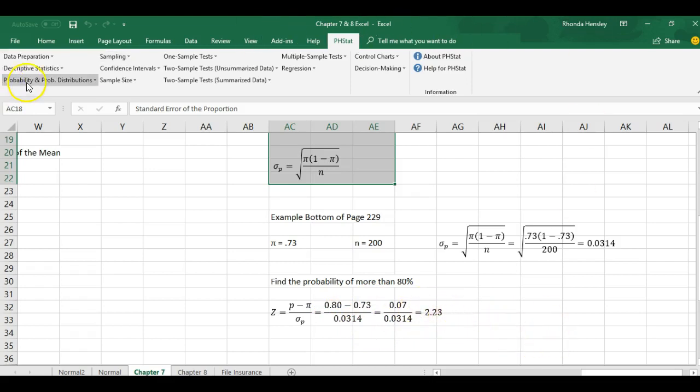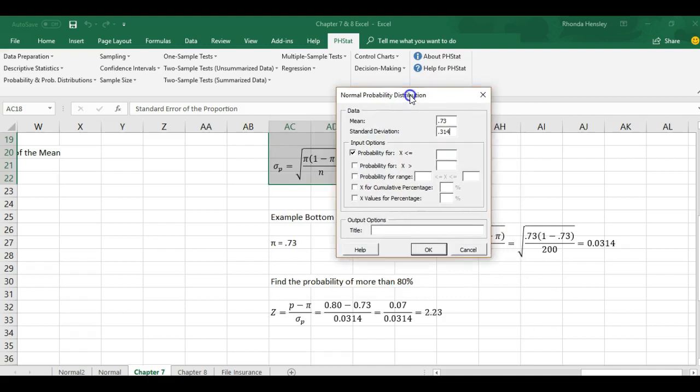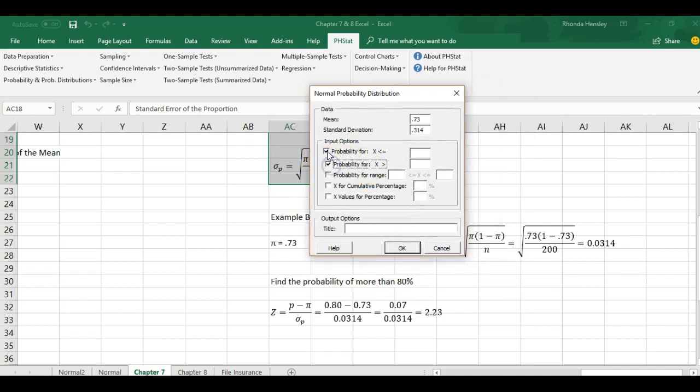You can do this in pH stat also. Just use normal distributions and plug in your proportion. So your average is 0.73. You put the proportions right in. Standard deviation, you put in your 0.0314. And I want to find more than 80. So I'm going to check this box, uncheck that one. And more than 0.8. And that's all I've got to put in.